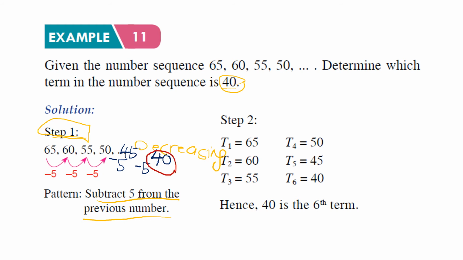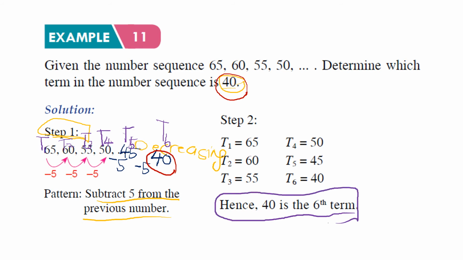Okay, so we meet 40 here. Kita dah jumpa 40 di sini. Dalam soalan tadi nak 40. So, 65 is the first term, T1. 60 is T2. 55 is T3. 50 is T4. 45 is T5. And 40 is T6, term 6. Hence, 40 is the 6th term. This is the answer.